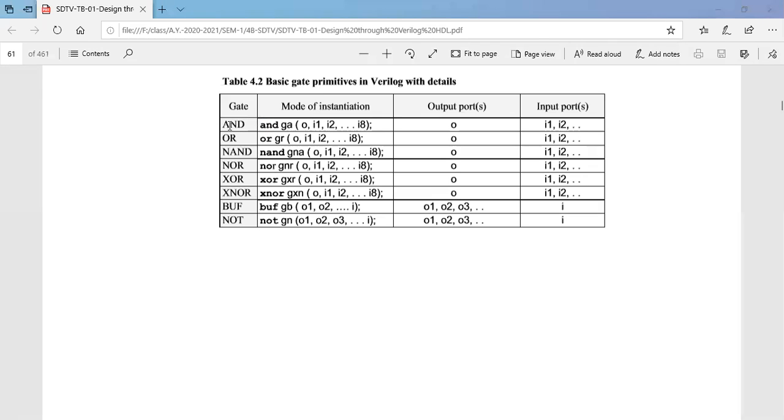You can observe what we are writing here. We are writing just the name of the gate we want. For example, we write AND for an AND gate, OR for an OR gate, NAND for a NAND gate, just as a name we are giving, and we are mentioning O as the output. For an AND gate we will have only one output, right?